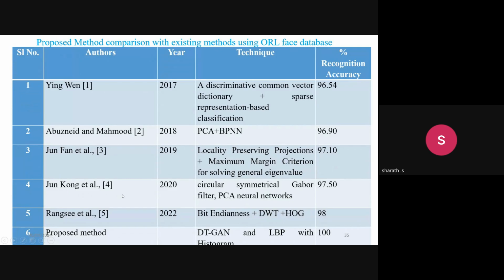Jung Kong and others in 2020 used a circular symmetrical Gabor filter and PCA neural networks. Recognition accuracy was found to be 97.5. Rangsi et al. in the year 2002 used DWT, HOG, and bit endianness. The recognition rate was found to be 98. So we used a method called DTGAN and LBP with histogram. Our accuracy was found to be around 100 for the ORL database.